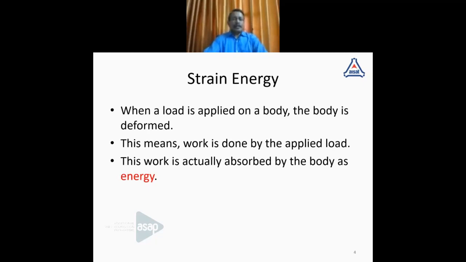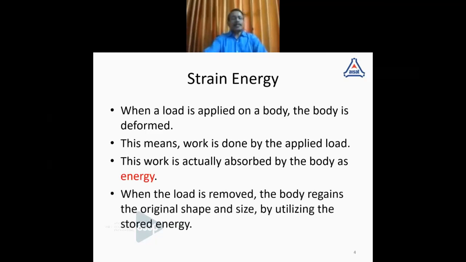That is when the body is deformed elastically. During the range of elastic deformation, this is completely recovered when the load is removed. And this energy is called strain energy, because when we apply the load, some strain is produced in the body and the energy is stored as strain energy. And when the load is removed, the body regains the original shape and size utilizing this stored energy.